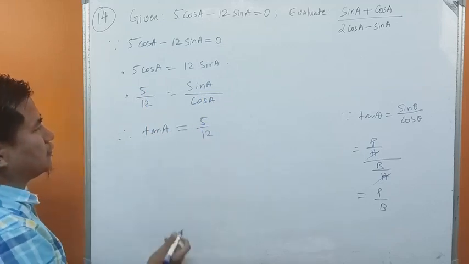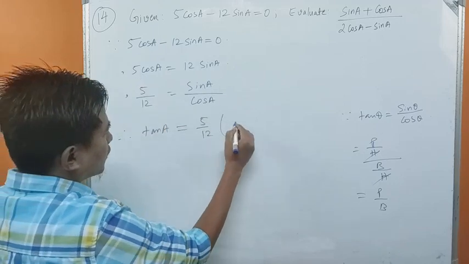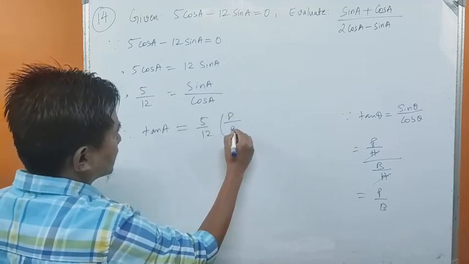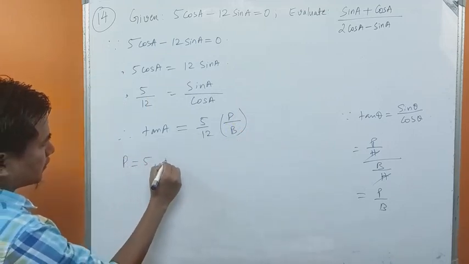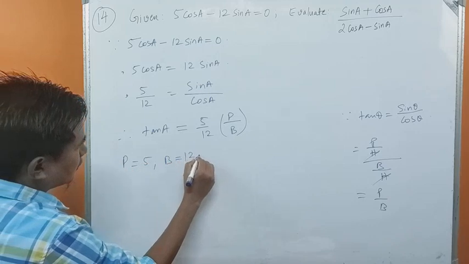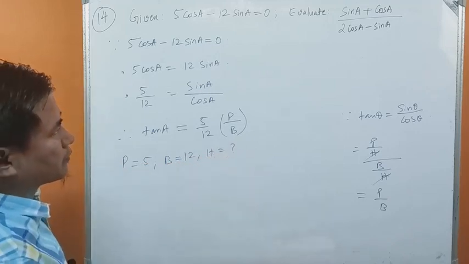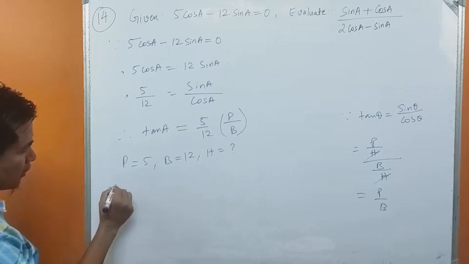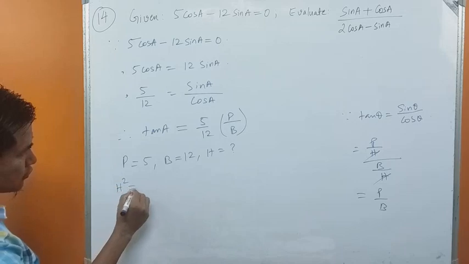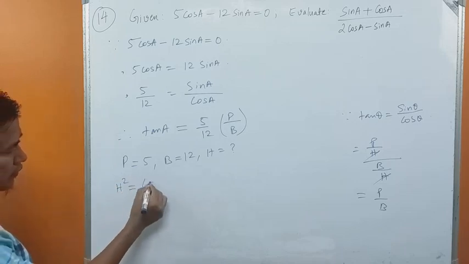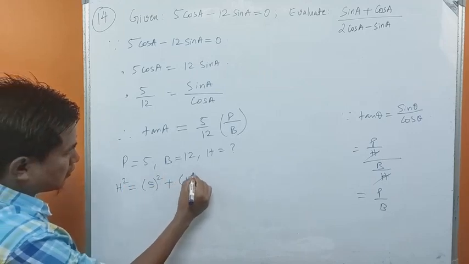isn't it? Now this sin A upon cos A is tan A, okay? This 5 upon 12 is here. Now we have perpendicular upon base. So perpendicular is 5, base is 12, hypotenuse is unknown to us, isn't it? Now let us find the hypotenuse applying Pythagoras theorem. Since h square equals p square plus b square, isn't it? H square equals, what is p? P is 5, p square plus b square, base is 12.